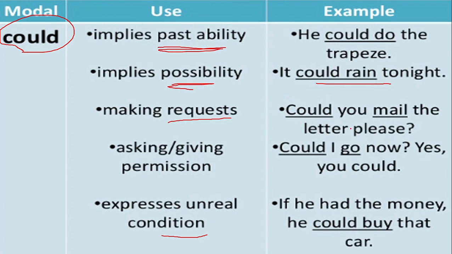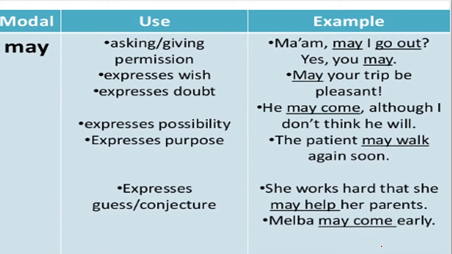Could you mail the letter, please? For making a request, that could you do my task? Could you mail this letter, please? Could I go now? We are asking permission. Yes, you could. We are giving permission. If he had the money, he could buy that car. A condition.